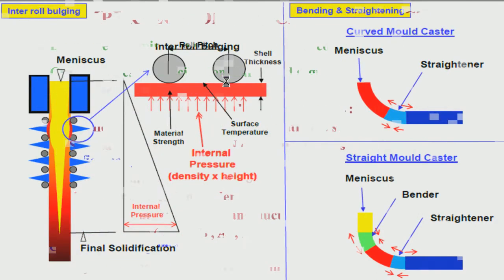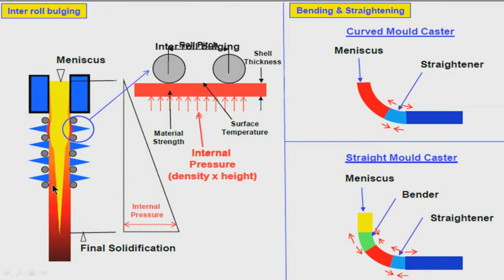Again, let us come back to here. Suppose we have oscillation marks in the mold, because the oscillation marks are forming in the mold itself, since the mold is oscillating. So, if the marks are there, what happens? There is an air gap in between. So, there is a change in heat transfer. Heat is getting extracted from inside to outside.